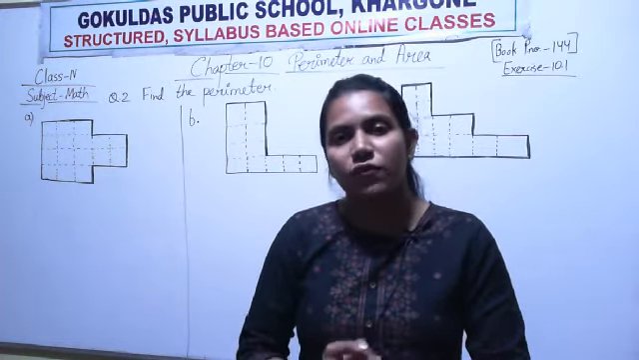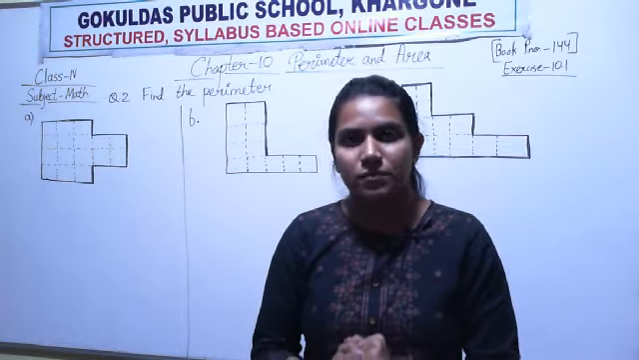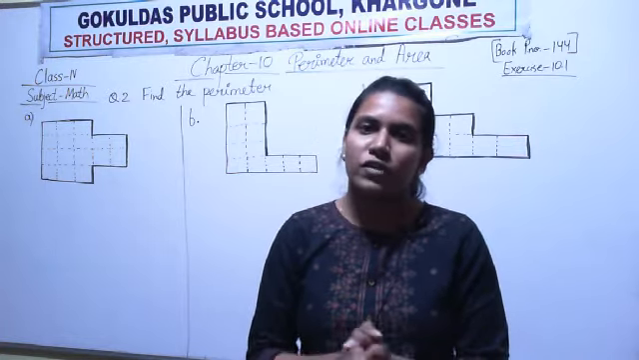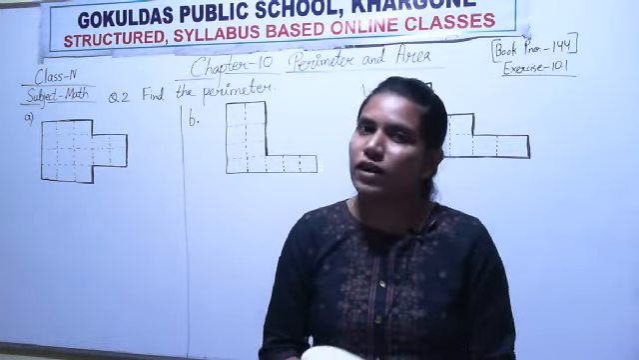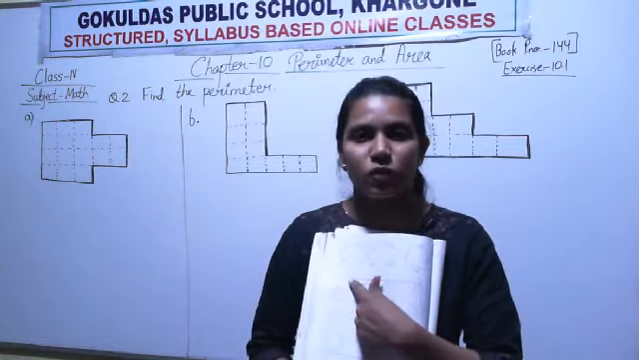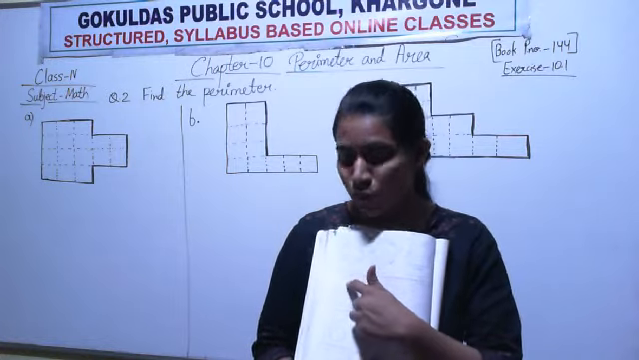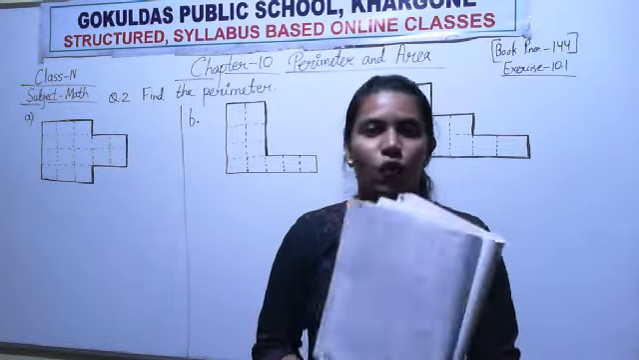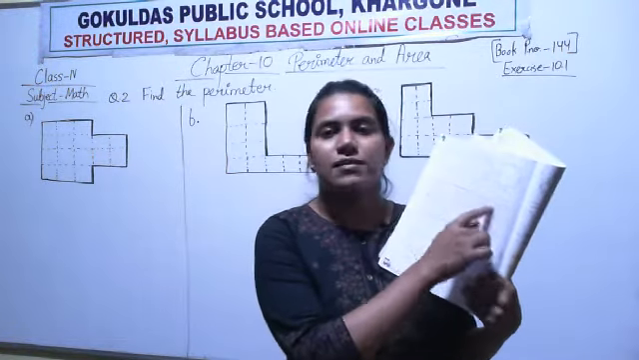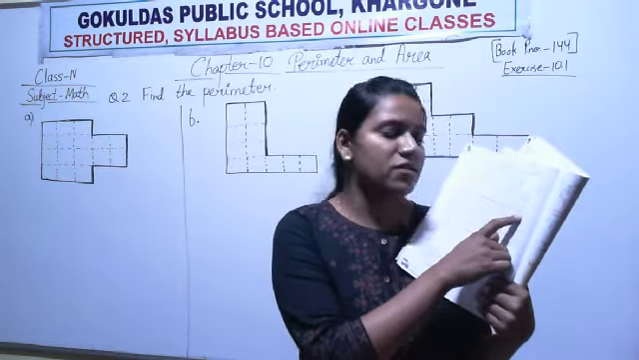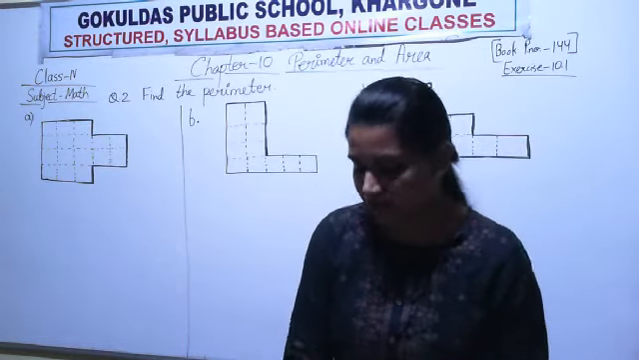What was the formula we discussed for perimeter? Sum of all sides, right? If you know the length of the side, you can find the value by adding the sides, but you don't know the length of each side. So, in brackets some hint is given. What is the hint given? Each small square is of 1 centimeter.